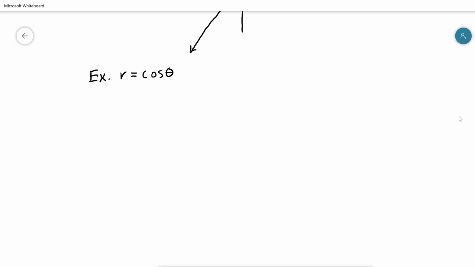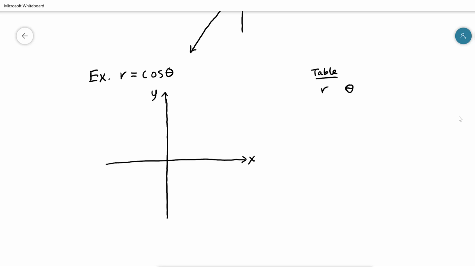So again, we can do this with a table. Let me set up my axes. Here's where we're going to draw our graph in just a minute. There's the x and the y. And here is going to be the table of values, where I will give combinations of r and theta.